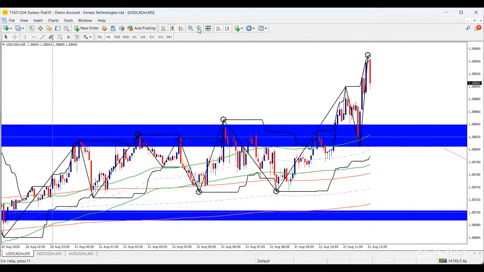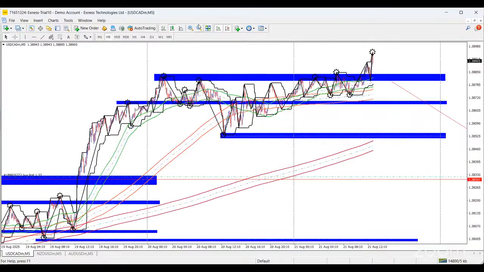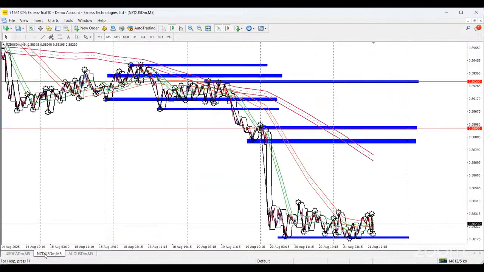So for me, I'm still waiting for price to give me a temporary sell on USD CAD so I can buy low. I don't want to enter when price has already gone far. I want to catch the retracement. I want to catch it low so I can continue to buy from this particular level. Same thing for NZUSD. So my buyers on these asset classes are still the same. Nothing has really changed yet.